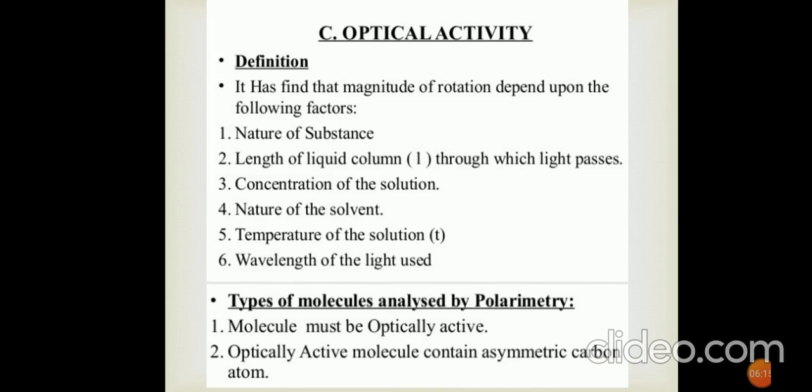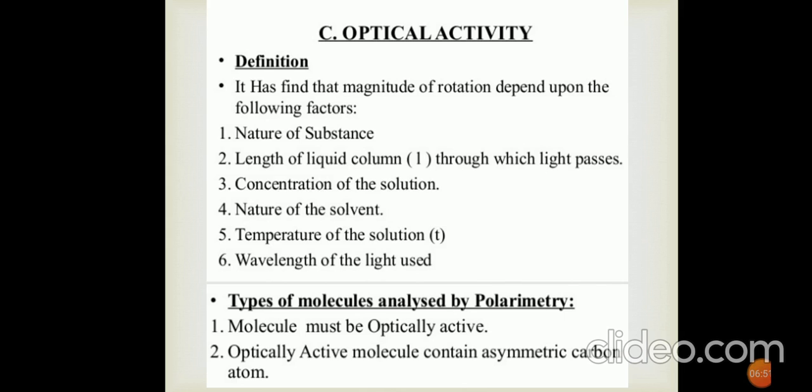So the next point: what exactly is optical activity? The definition is that the magnitude of rotation depends upon the following factors. Number one, the nature of the substance. Number two, the length of the liquid column through which light passes, which is located in your instrument. Number three, the concentration of the solution, whatever concentration you use at the time of practical work. Then the nature of the solvent, the temperature of the solvent, and the wavelength of the light you use there.